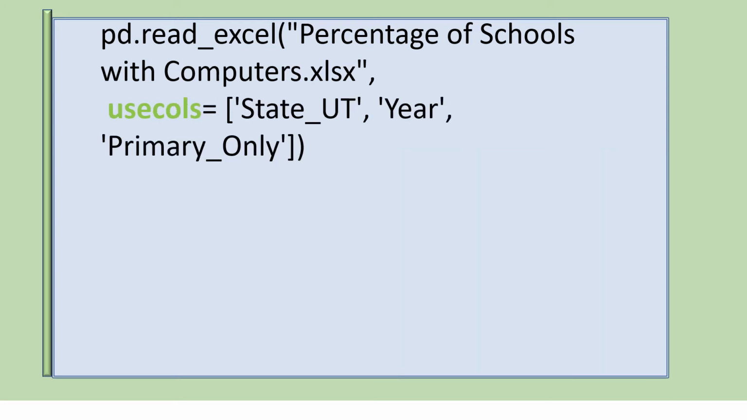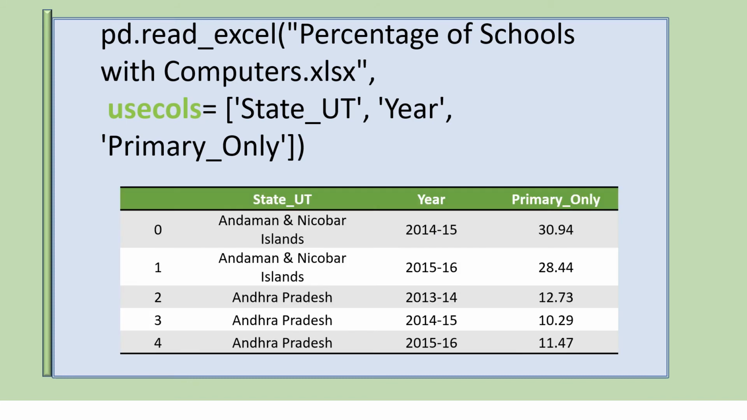Sometimes we might just want a few columns out of the data to perform an analysis. In that kind of scenario, we can leverage usecols. And then we need to specify the required columns inside the square brackets. In the output, we will just notice the mentioned columns and not the entire data frame.